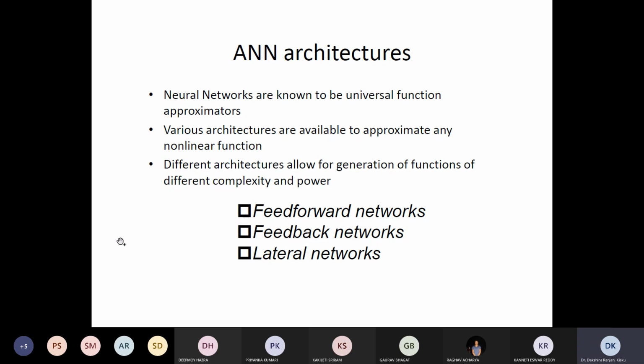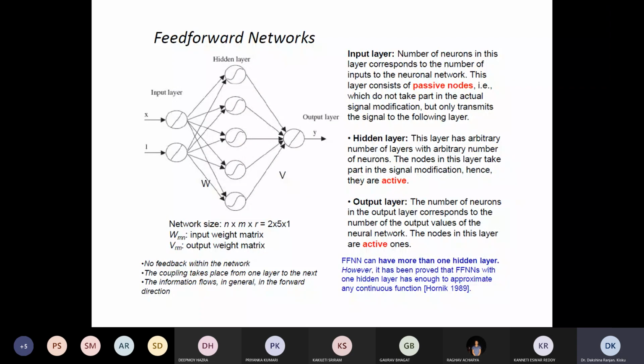Now, what is a feed forward network? When I use the term feed forward with artificial neural networks, this basically denotes the flow of information in the forward direction. Here the connections between the neurons do not create a directed cycle.